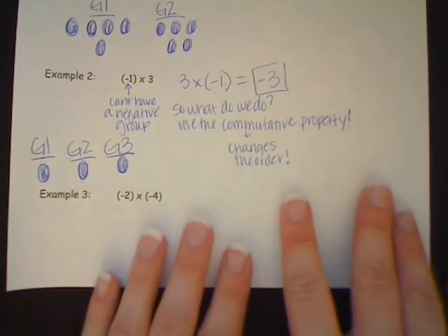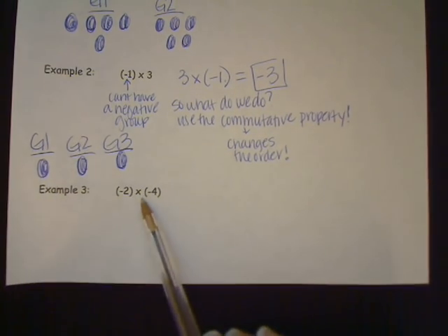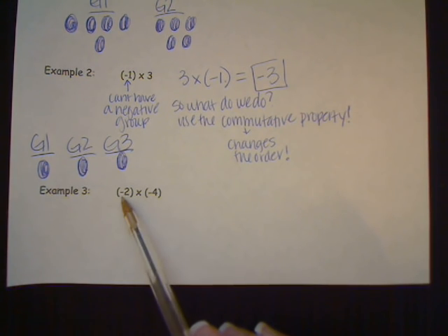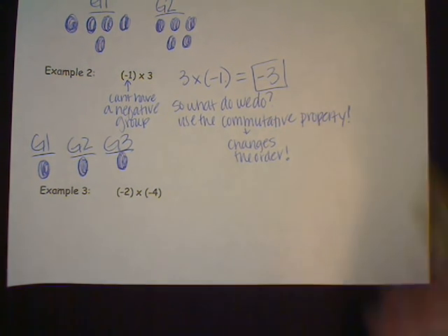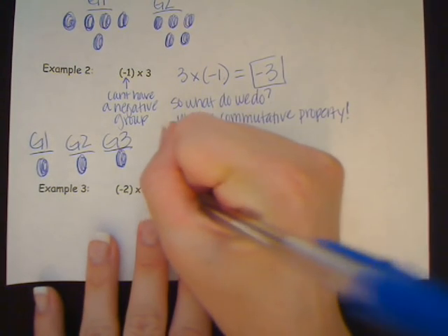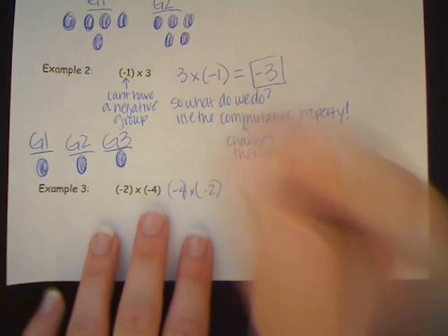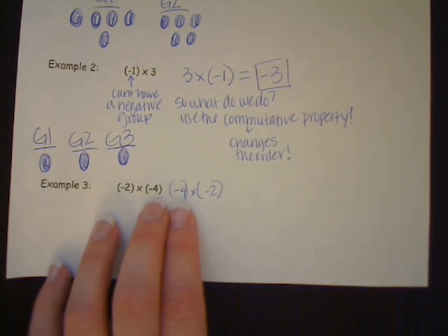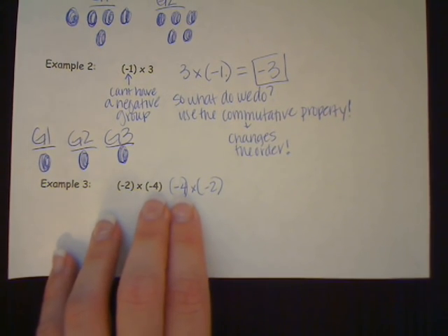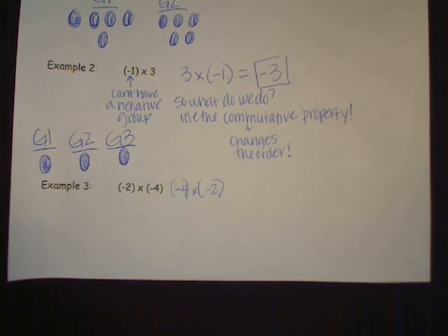Okay, example number 3. Negative 2 times negative 4. Well, I can't have a negative group. So let's try the commutative property. Change the order. That gives me negative 4 times negative 2. Well, that didn't help me at all because I've got a negative still here. I still can't have negative 4 groups. So the commutative property didn't help me here.